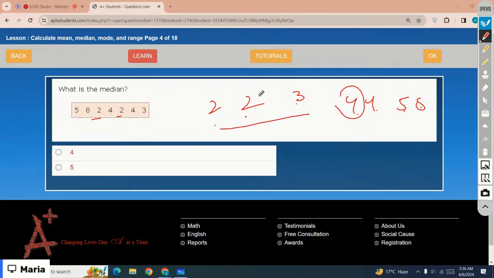Before the median, you have all the numbers that are less than the median, and after the median, you have all the numbers that are greater than or equal to the median. So the correct option is 4.